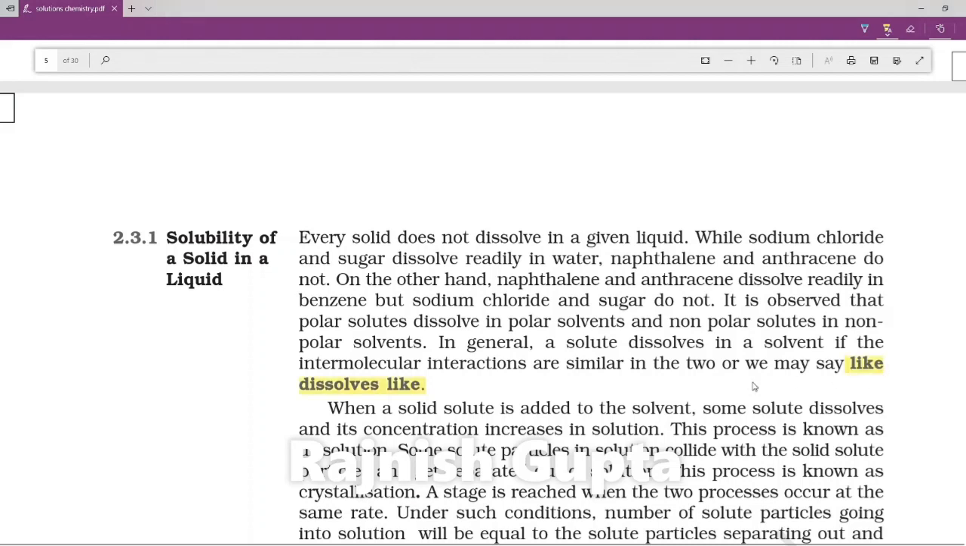Like dissolves like means, suppose you have taken sodium chloride, and you try to dissolve this sodium chloride in naphthalene or anthracene, means you have taken an ionic compound and you try to dissolve that ionic compound in some organic compound, then obviously they are not going to dissolve. An ionic compound plus an organic compound, obviously they are not going to dissolve with each other. So you need to keep this in mind.